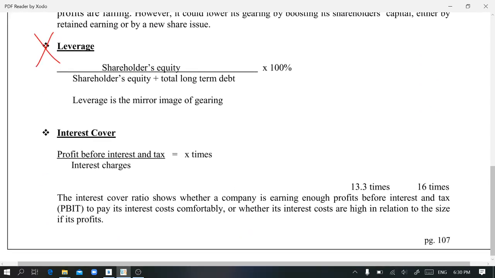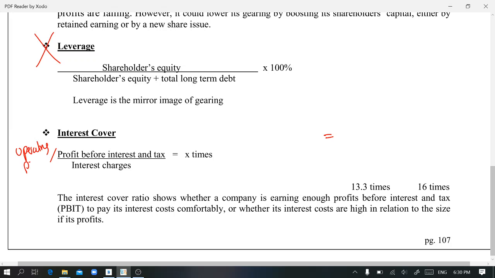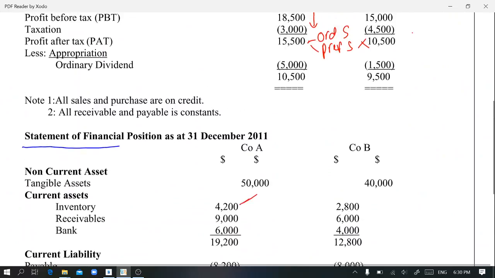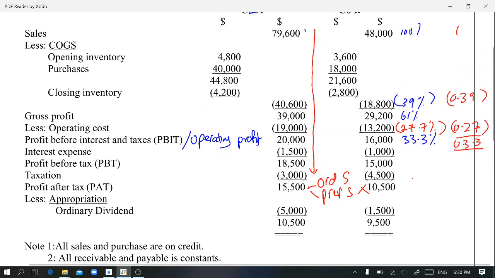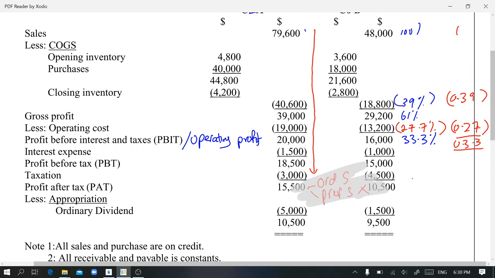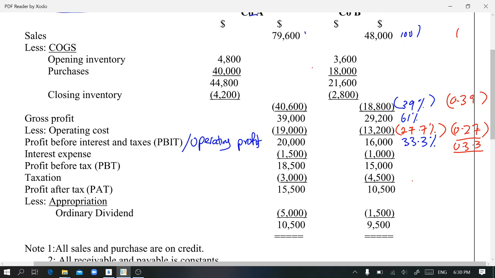And interest cover. You have your loan, is it high or low? The next thing we want to know is whether we can actually cover the interest with our profit. So it's operating profit divided by interest. This is operating profit, 20,000. We have already paid expenses and costs, so this is profit before interest and tax. So this 20,000, we must pay interest.